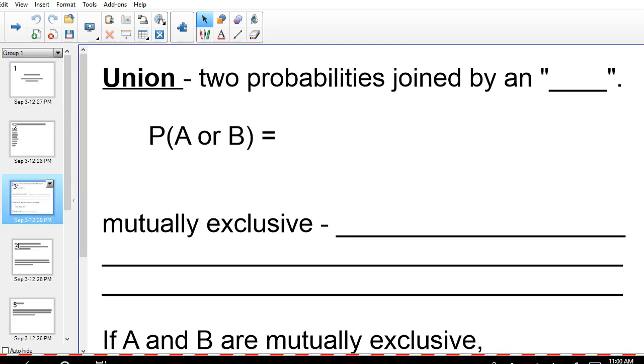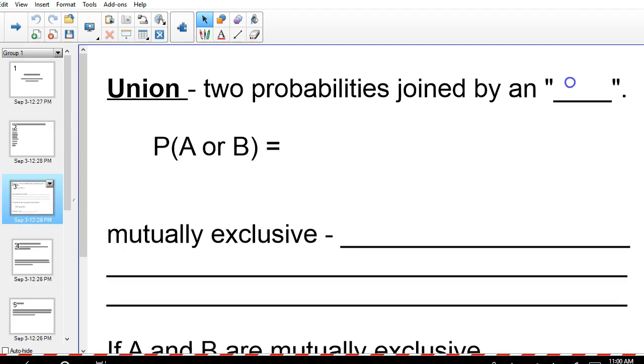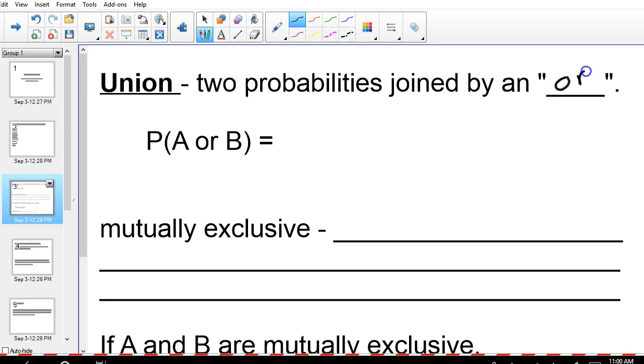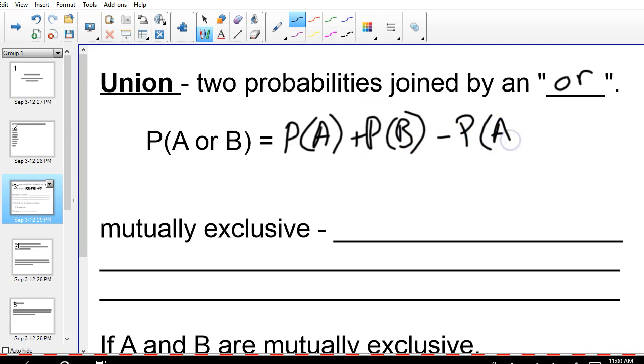So the rule that we're going to use here: union probabilities are joined by an OR. And the rule for OR probabilities is the probability of A plus the probability of B minus the probability of A and B. Okay. This rule works for all probabilities, whether they are mutually exclusive or not.